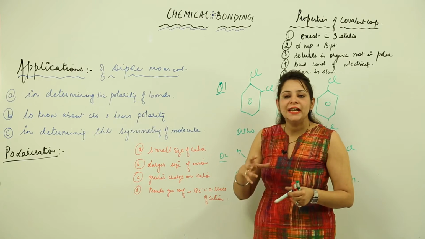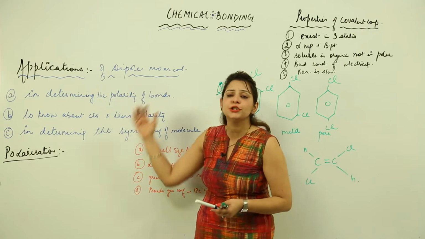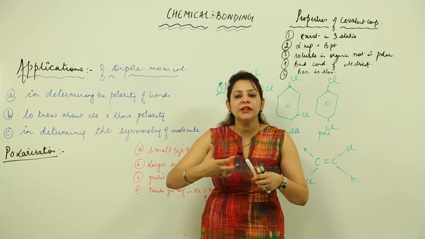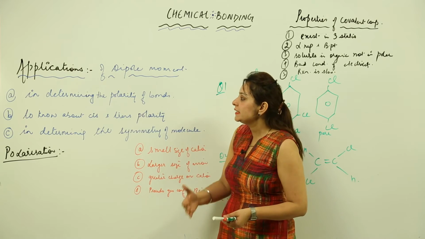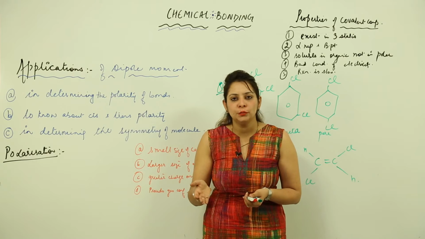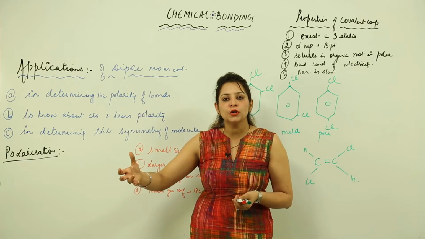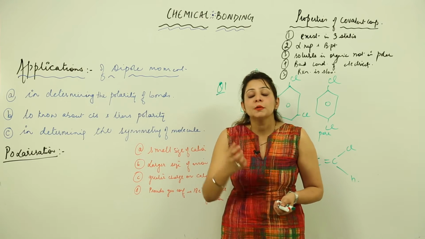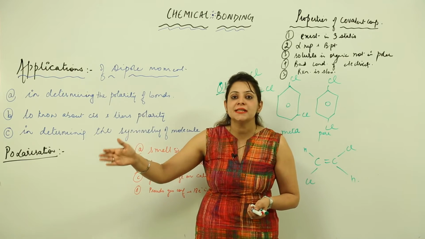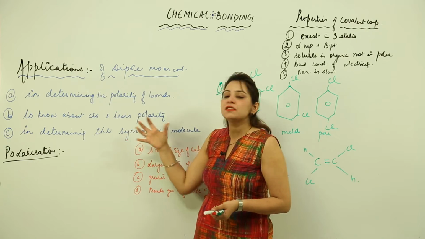Now, as we know what polarity is, we are going to look at the applications of the dipole moment, like what you can actually get to know by just looking at it. The first thing is that you get to know whether the given bond is polar or non-polar, because I told you that we have a non-polar covalent bond and also a polar covalent bond. By just looking at the dipole moment you can see that yes, this molecule is going to possess polarity. Second is that we get to know about the cis and trans polarity.